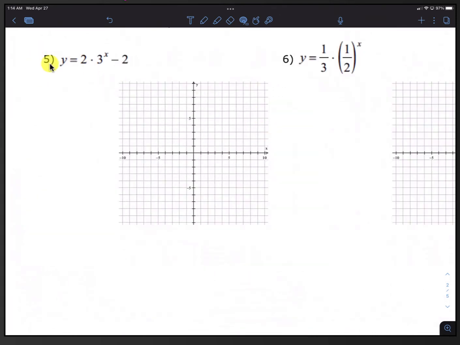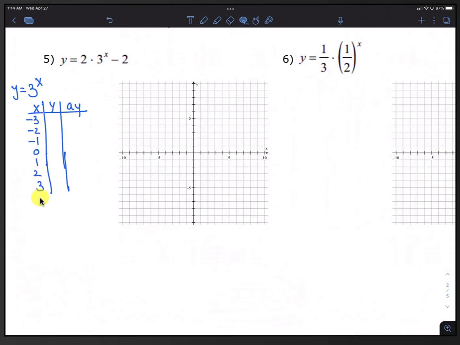All right, next we're graphing question 5, and it's y equals 2 times 3 to the x minus 2. We'll graph the parent function first, which is just y equals 3 to the x. And we'll create a table. We're going to choose our x values first. Let's go from -3 to 3. 3 to the -3 is going to be 1 over 27. 3 to the -2 is going to be 1 over 9, and etc. So here are the resulting y values.